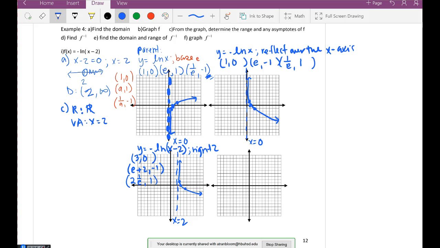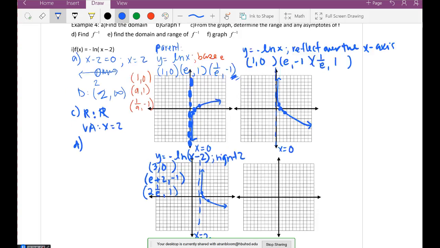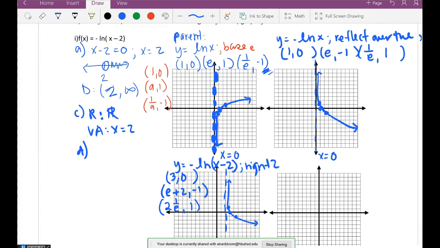Perfect. So this is part D. We're going to write, instead of f of x, we are now writing what? X? Y? Which one? It used to be y. F of x is the same as y, right? Don't we want to switch now? We want to write what? x equals. Would you agree? Negative ln is still negative ln. It used to be x minus 2, so now we would write y minus 2. Okay?